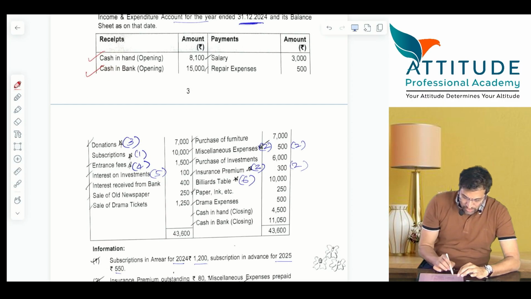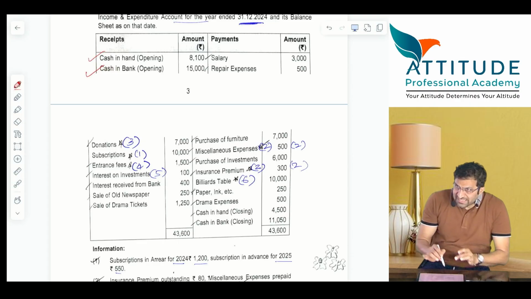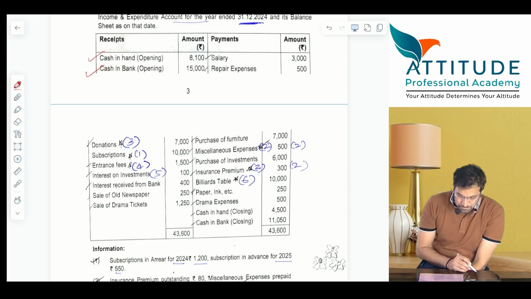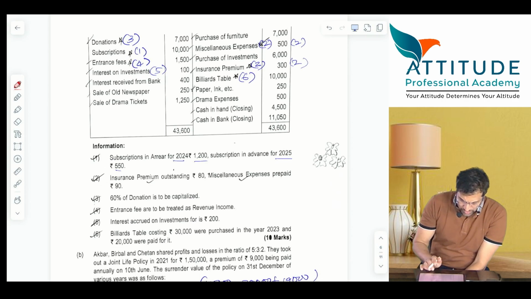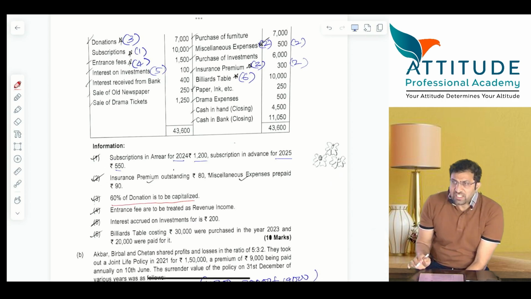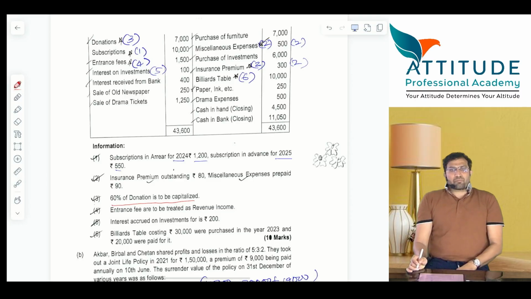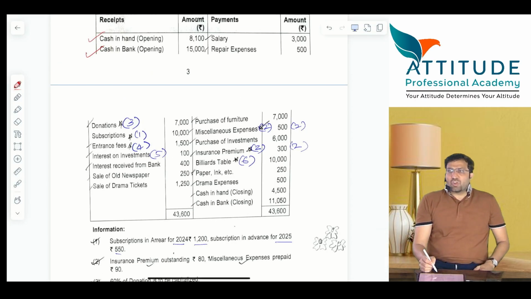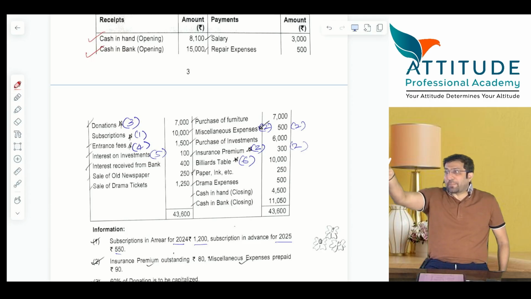Next item, donation. Now we'll go to all the receipts and then we'll go to all the payments. Title, donation. Donation is adjustment number 3. Go to adjustment number 3. 60% of the donation is to be what? Capitalized. Now tell me, 60% of 7,000 is how much? 4,200. It should be added to capital fund.